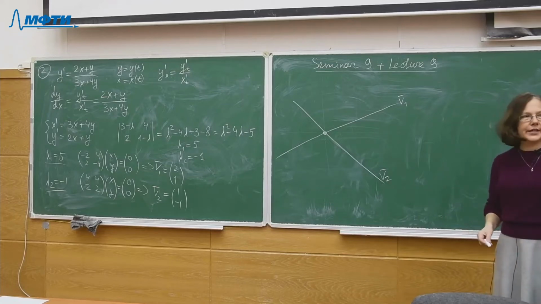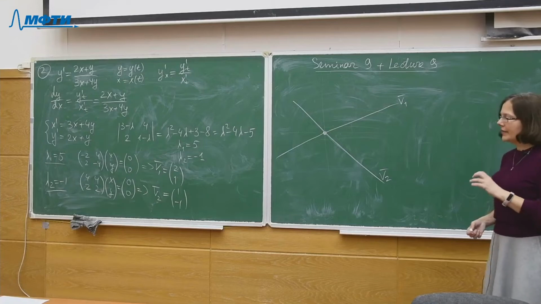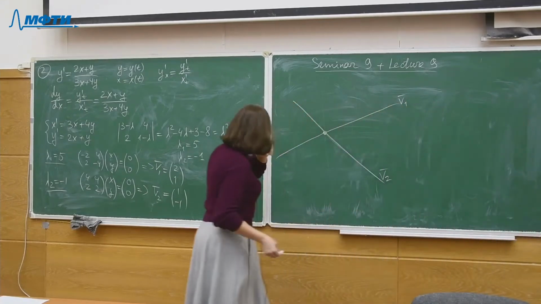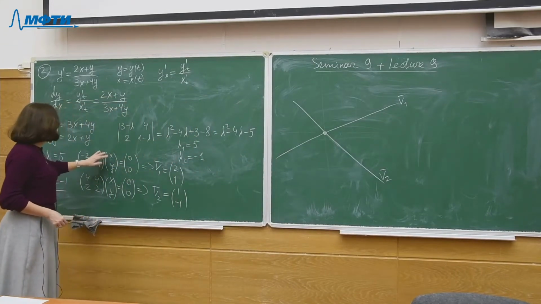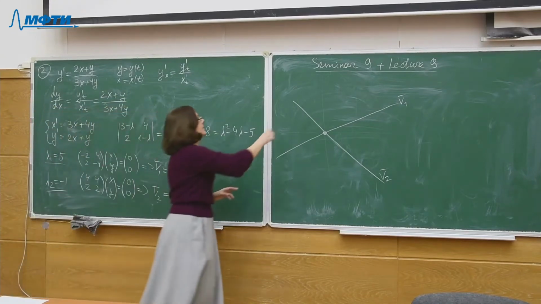I do not indicate the directions now, right? So these are two lines. Then the directions will be the directions of the phase trajectories, phase trajectories. So we must write the solution.